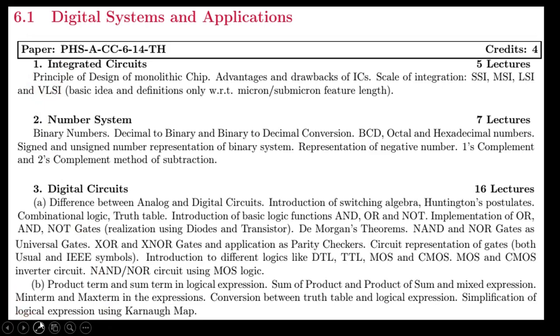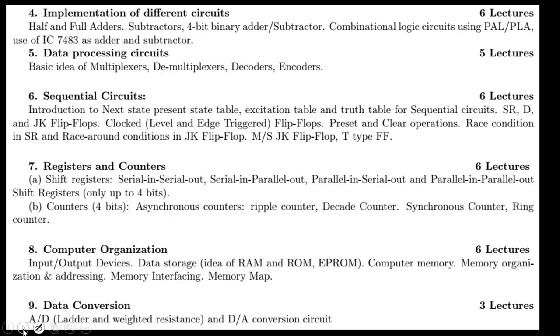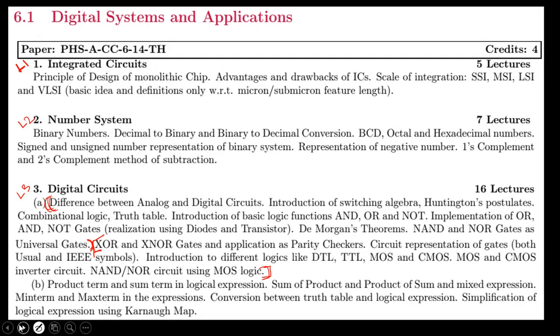In lecture number 1, we already discussed this portion. The number system was done in lecture 2. In lecture 3, we discussed the gates, and this one was discussed in the last lecture, lecture number 3. And this is lecture number 4. In this lecture, we want to cover this portion. In the upcoming sessions we will continue this syllabus. So I think the roadmap is clear.